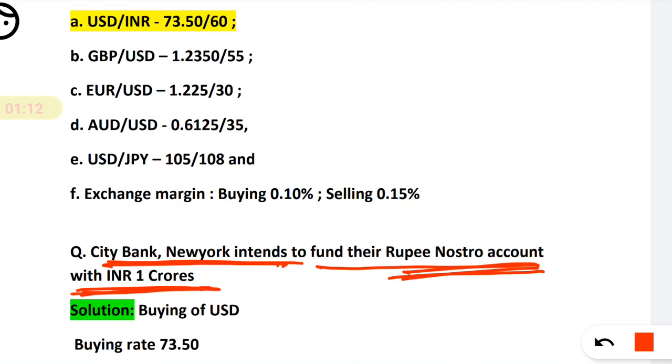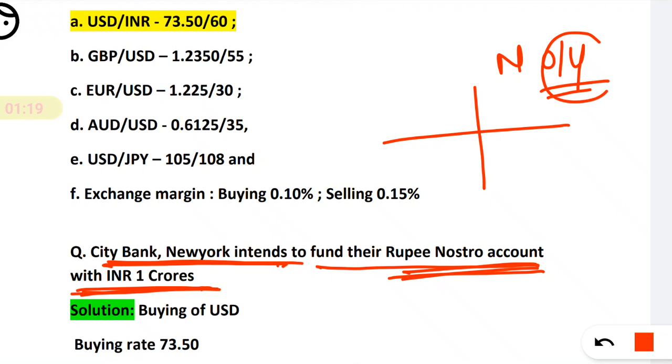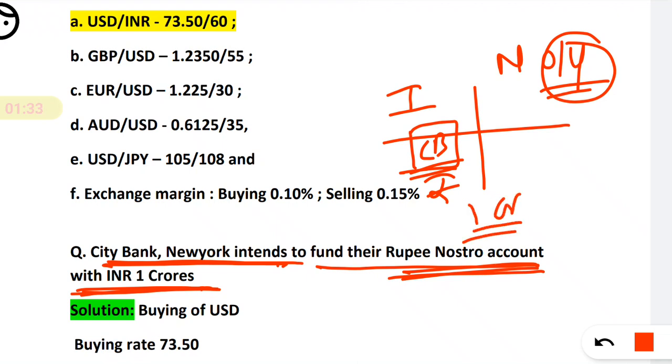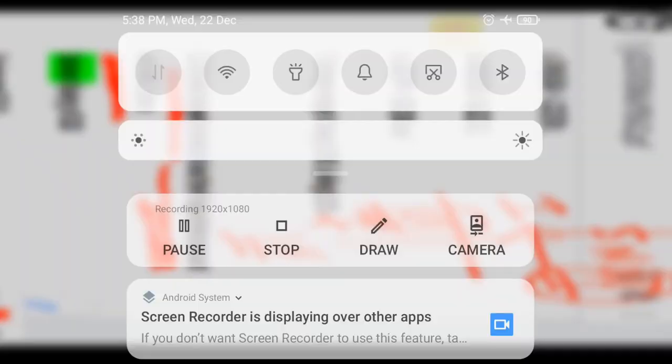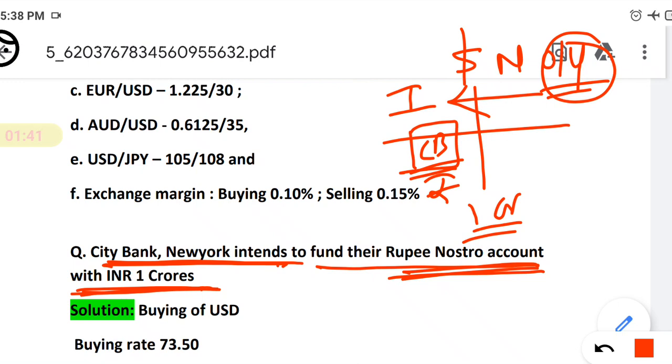Basically, what Nostro and Vostro are we have already discussed. Nostro means our account with you. So here, in India, the New York bank, that is Citibank, has a rupee account, and they want to credit that rupee account with 1 CR. How can they credit it? They will send us dollars, and equivalently we will credit their account with 1 CR in Indian rupees. So this is the basic case.